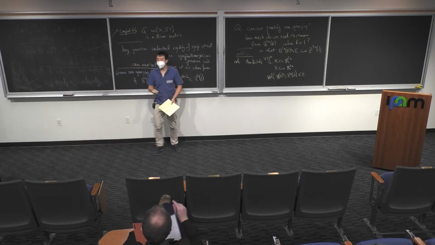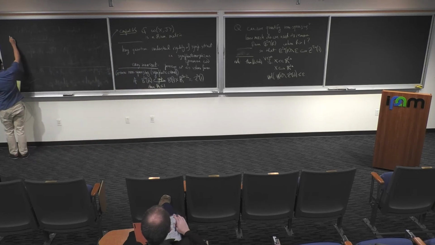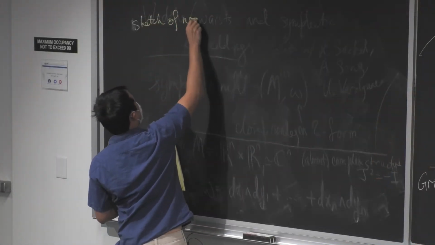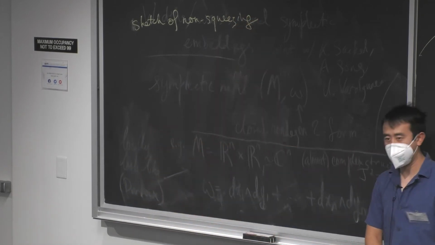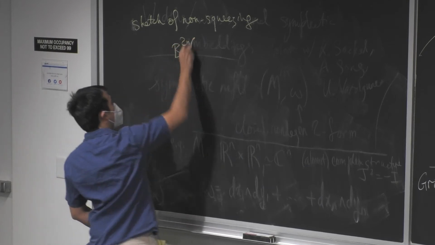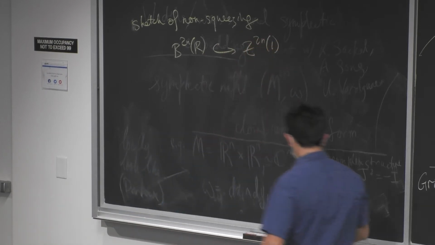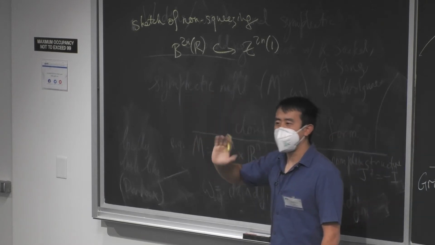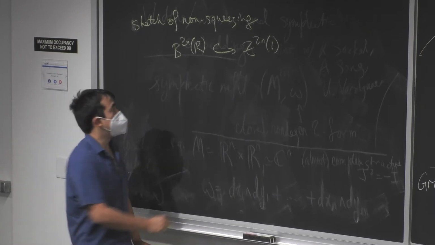Okay, so I thought I would just briefly sketch the proof of non-squeezing. Okay, so the first thing you do is suppose that you have this embedding into the cylinder. And really what I want to do is just compactify this, so we don't want to worry too much about non-compact stuff. We don't want to worry about the boundary of the ball.